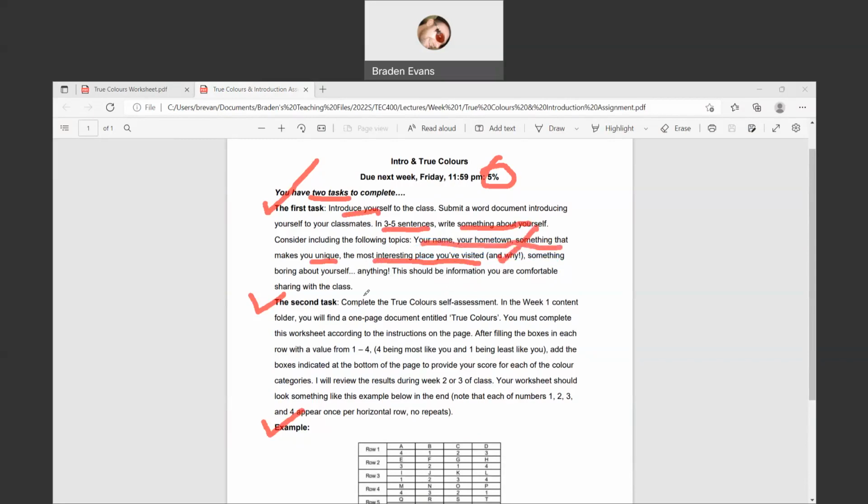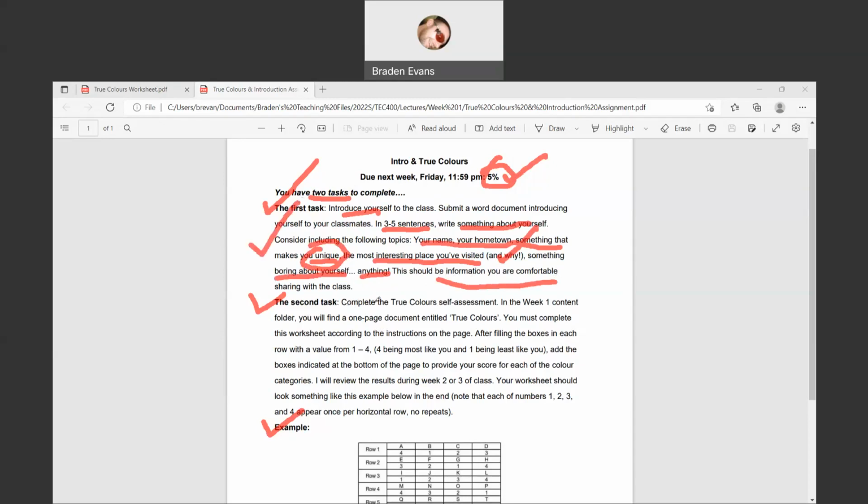Maybe something boring about yourself. If you can't think of anything that makes you unique, tell me something that's boring about yourself. I'm asking you to introduce yourself, so there's no formula here. It's going to be easy to earn 5% as long as you give me some information. Try to keep it to information you're comfortable sharing with the class, because I might bring up some examples at some point. So that's step 1, introduce yourself.